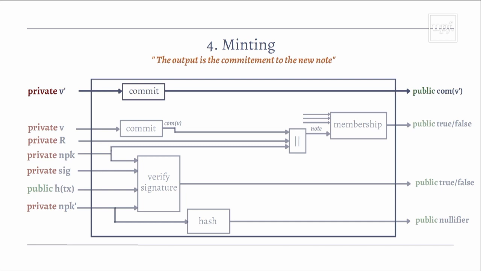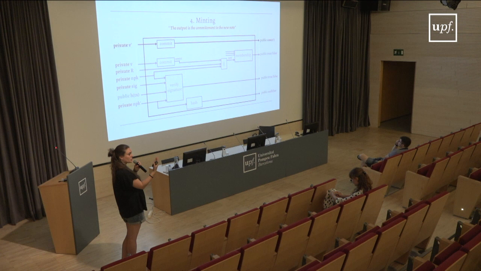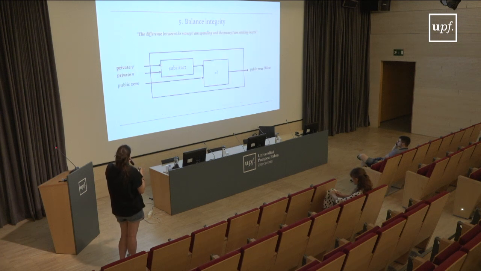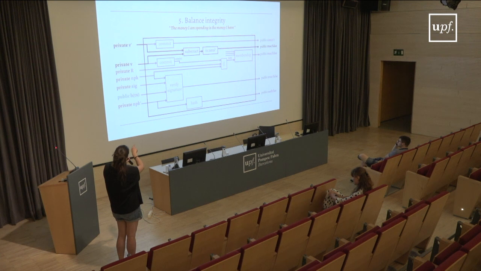Finally, when doing a transaction, you're spending money and sending it to someone, so you also need to make sure that what you are sending is right. So we compute the commitment of the new node that is going to be sent inside the circuit. Finally, we need to ensure that the values being spent and sent correspond. So we just subtract, we see if it's 0, and if that's the case, we will get it true.